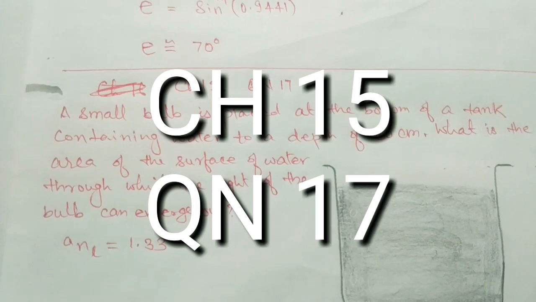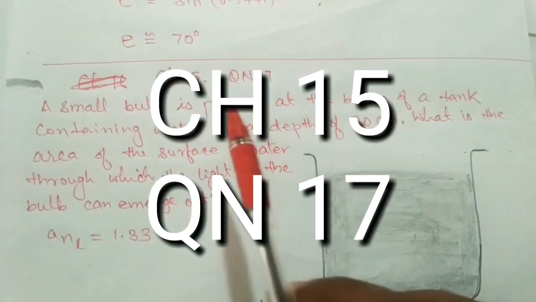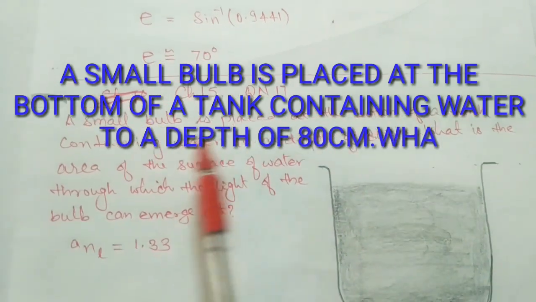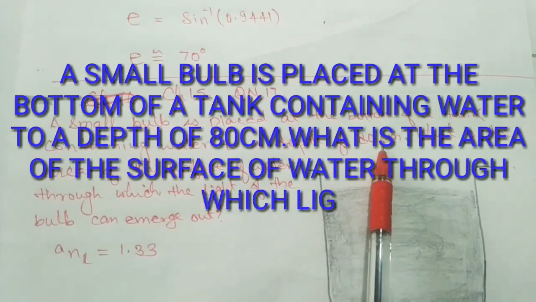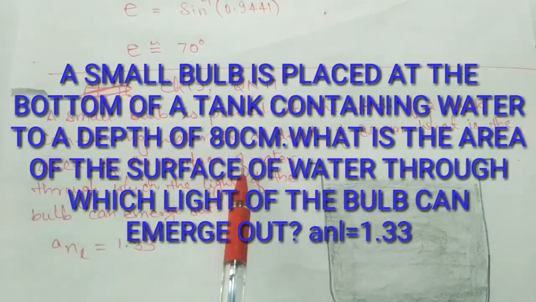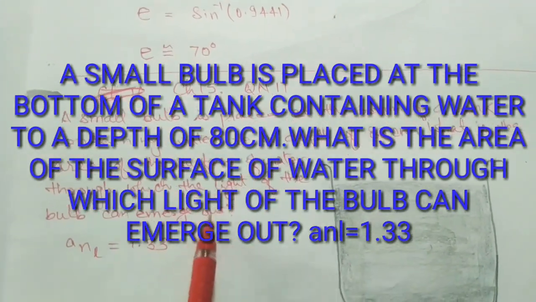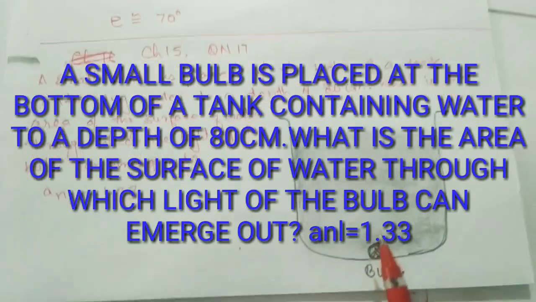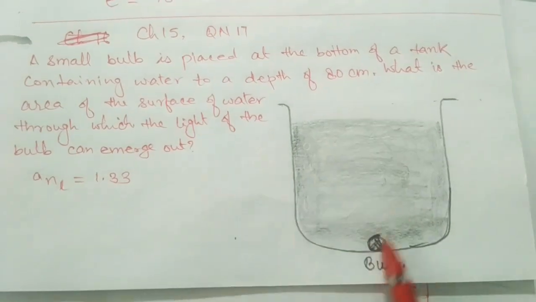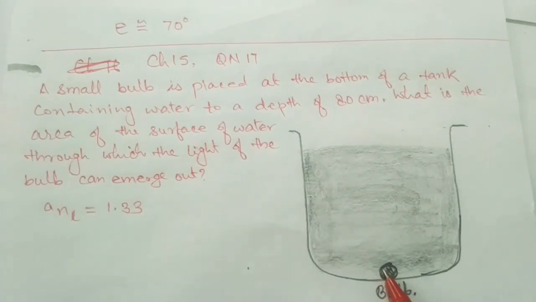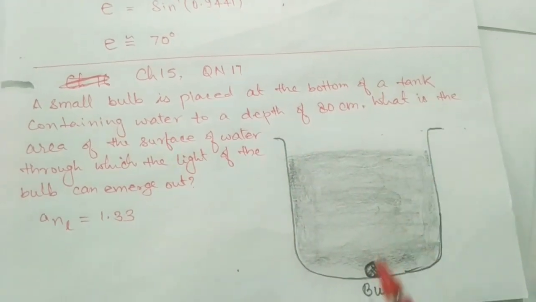Our next question is from the same chapter, but question number 17 now. A small bulb is placed at the bottom of a tank containing water to a depth of 80 centimeter. What is the area of the surface of water through which the light of the bulb can emerge out? For that, I have drawn a diagram for your convenience. See, this is the tank containing the bulb at the bottom, and the light is coming out from every point.